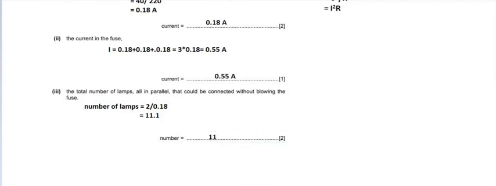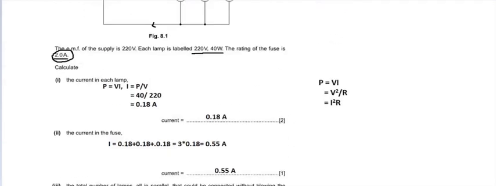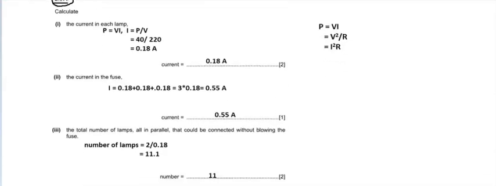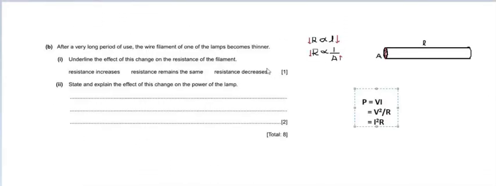What we have done: each bulb is drawing a current of 0.18 ampere, and the fuse can sustain or bear a load of 2 ampere. So how many lamps can be connected? We can connect 2 divided by 0.18 lamps, that is nothing but 11 lamps. I hope you understood this problem, and now we will move towards part B.